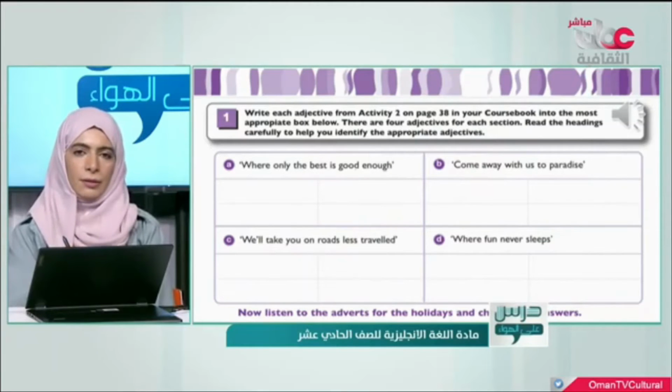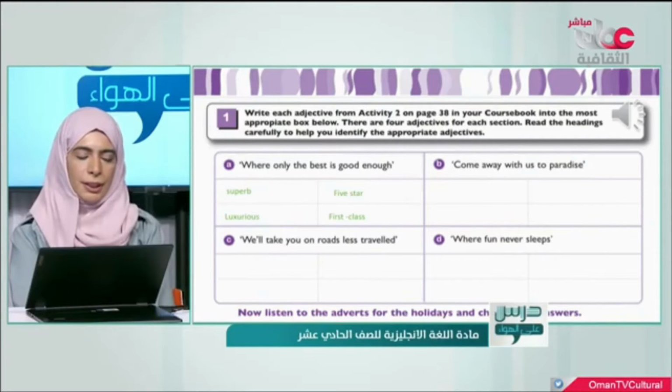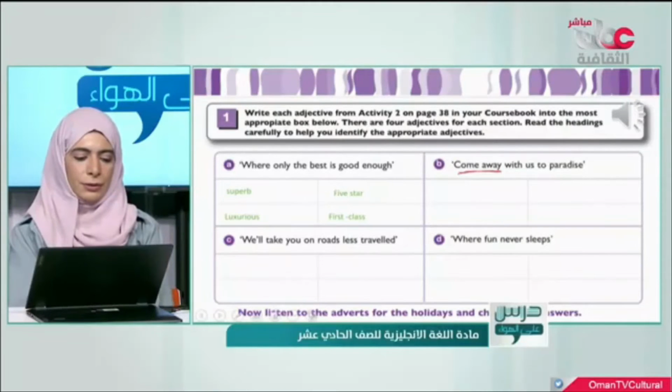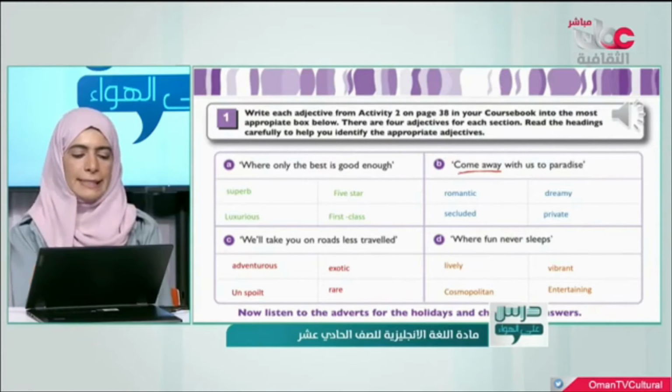So the most common adjectives in activity 2 of the course book that suit this title are here: superb, 5-star, luxurious, first class. So check the pink box and you will try to classify the adjectives according to the meaning. Then move to B. Come away with us to paradise. We are talking about privacy. Here we will list all the adjectives: romantic, secluded, dreamy, and private. Here are the answers. And you will do the same for C and D.